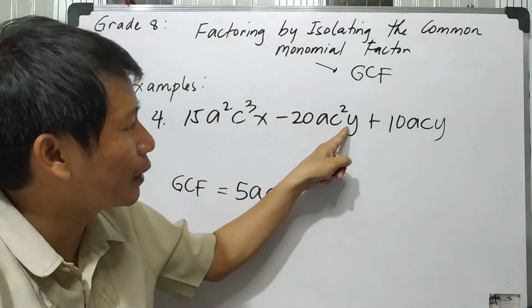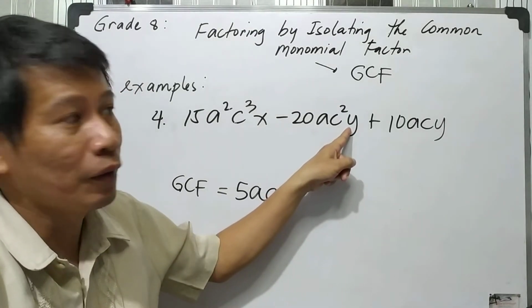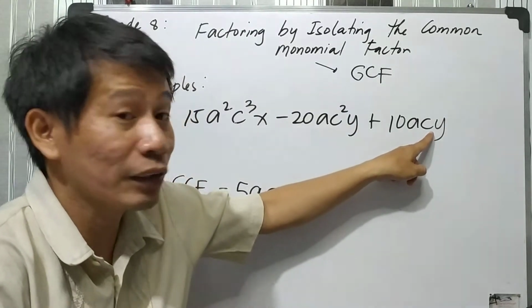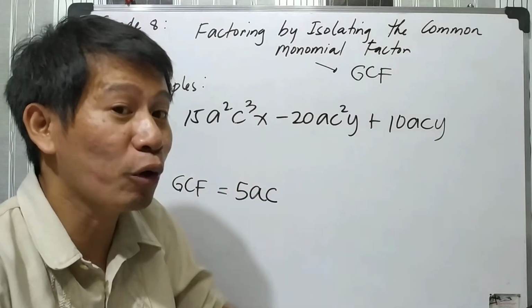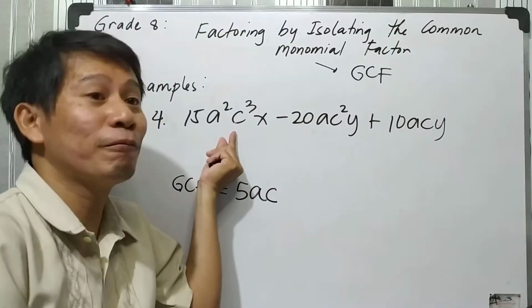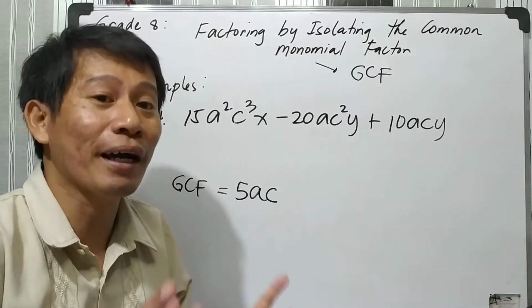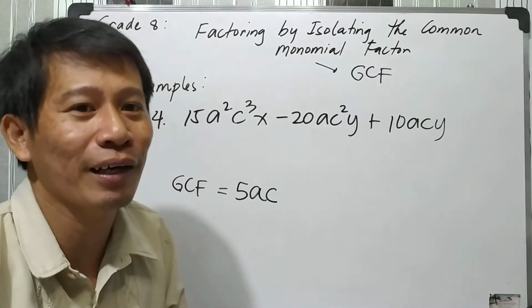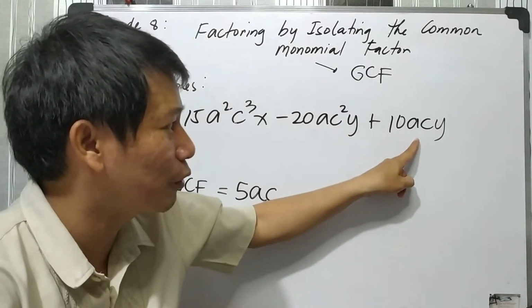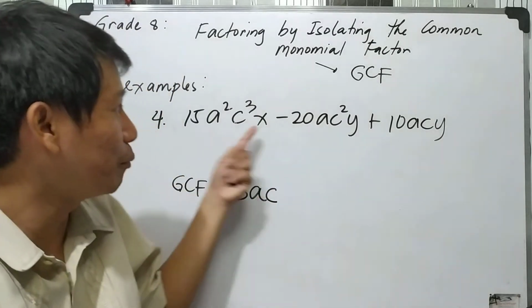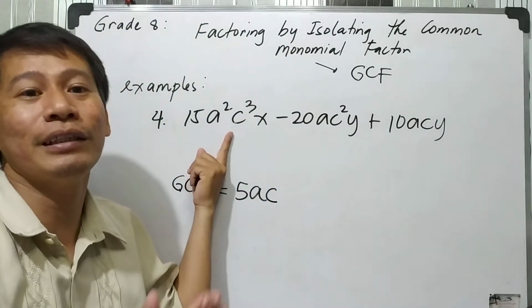Kung papansin nyo, sa second term, we have y. Meron din tayong y sa third term. But, we don't have y in the first term. And still, y cannot be considered a common factor, kasi dito lang sa dalawang to, meron tayong y. Wala naman tayo sa first term. So, hindi rin siya common factor.